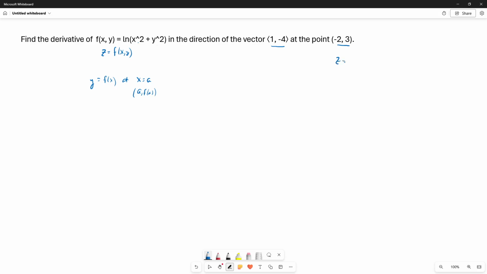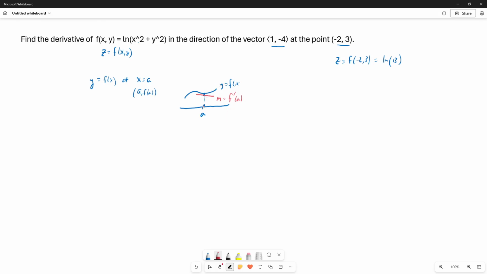The z coordinate, for example, would be f(-2, 3), and that would be the natural log of 4 + 9, squaring -2 and 3. And so that's the log of 13. So that's the z coordinate. So find the derivative of y = f(x) at x = a. You have the x-axis, and a is there somewhere. And then you have the curve y = f(x). And above this point, you have a tangent line, and the derivative is the slope.